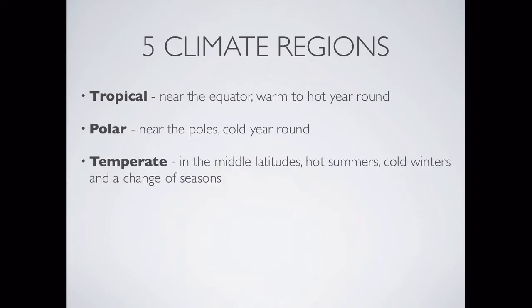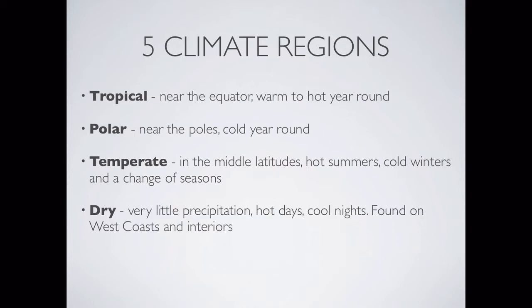Temperate climate region is found in the middle latitudes, in other words, between the tropical regions and the polar regions. And in temperate climate regions, we have hot summers and cold winters, a change of seasons. We live here in Portage. We are in a temperate climate region. We get all 4 seasons, change of weather throughout the year, so that's temperate.